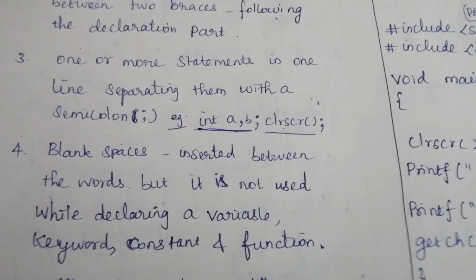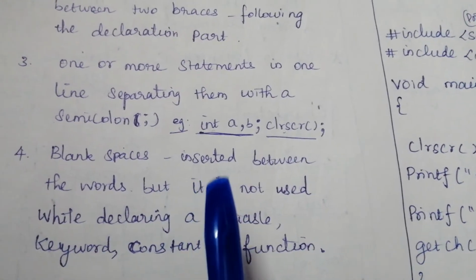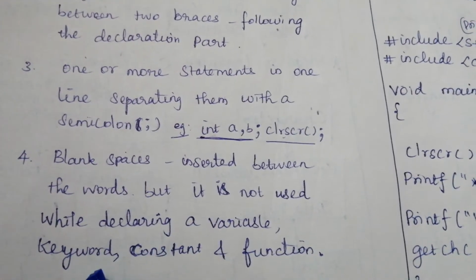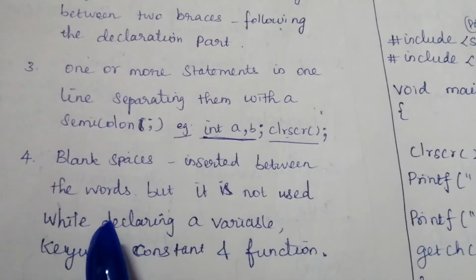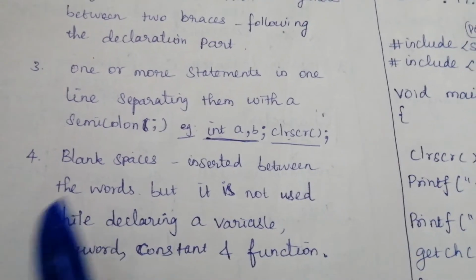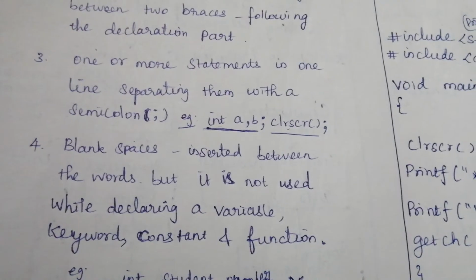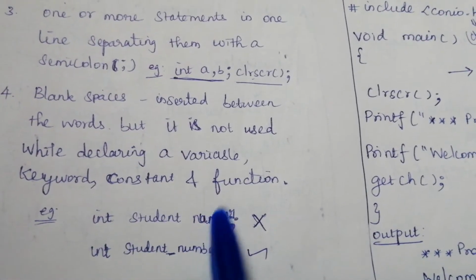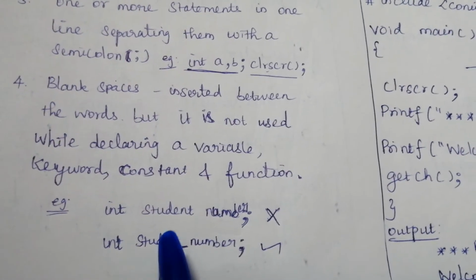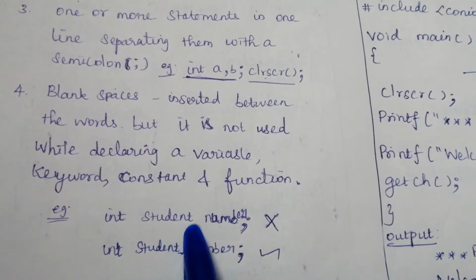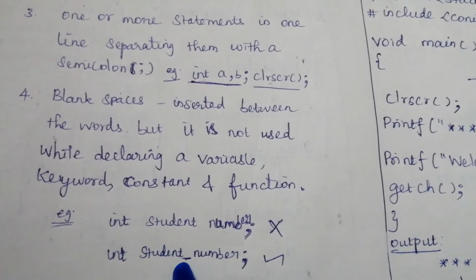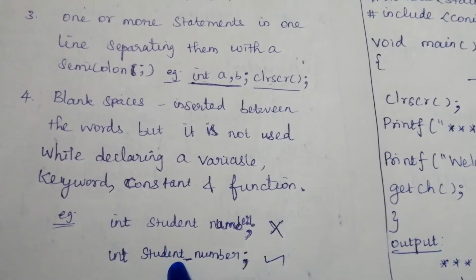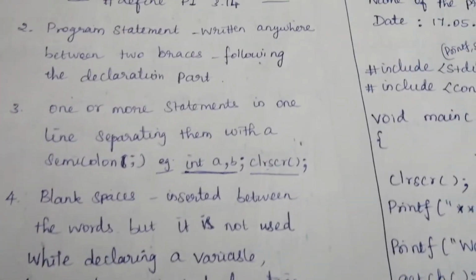Fourth rule, blank spaces can be inserted between the words, but if you are declaring a variable, keywords, constants and functions, those blank spaces are not needed. That is not used at all while declaring a variable. For example, int student number with a space is not the correct case. If you want to specify the variable, instead of blank spaces you can provide an underscore symbol. With this way you can declare a variable. So this is about the programming rules.